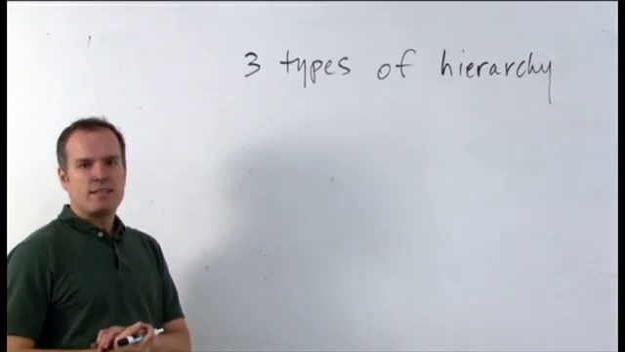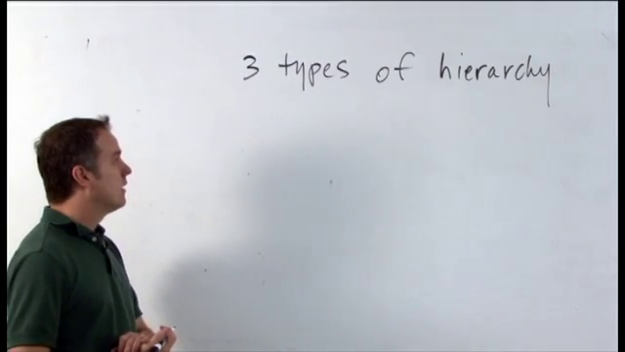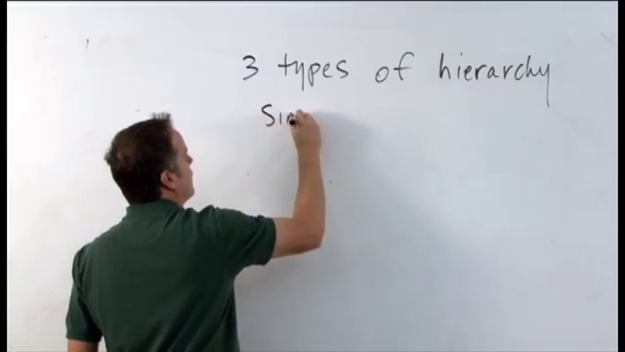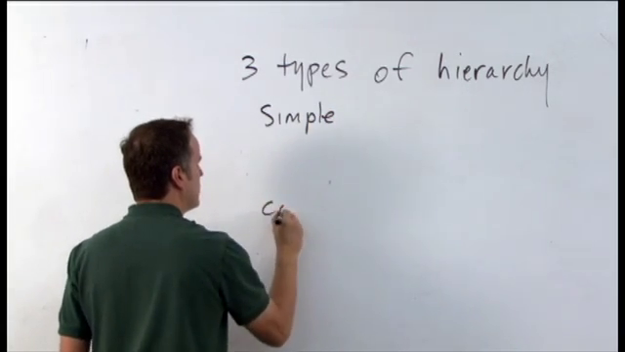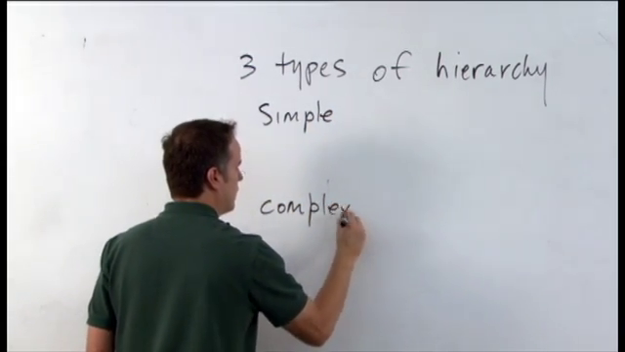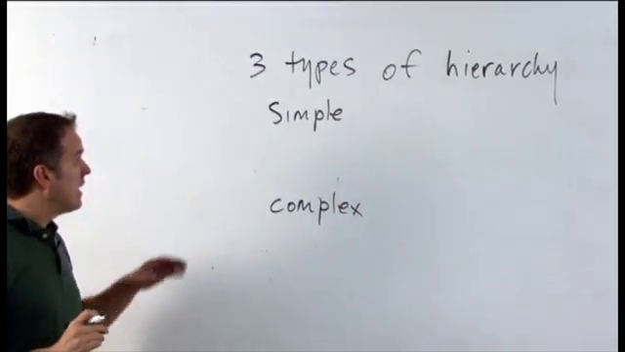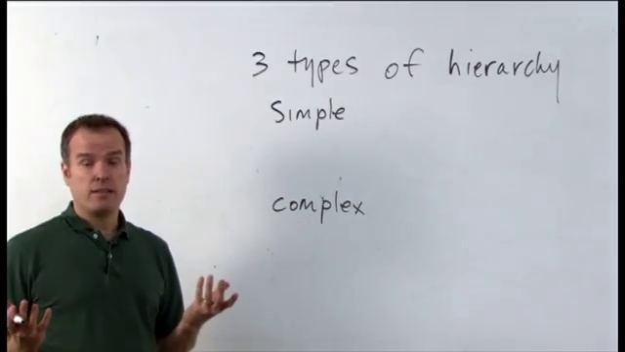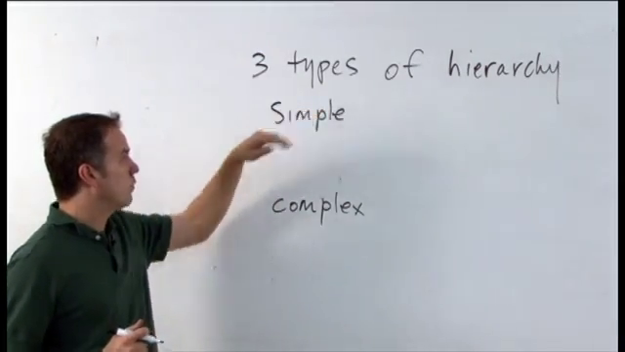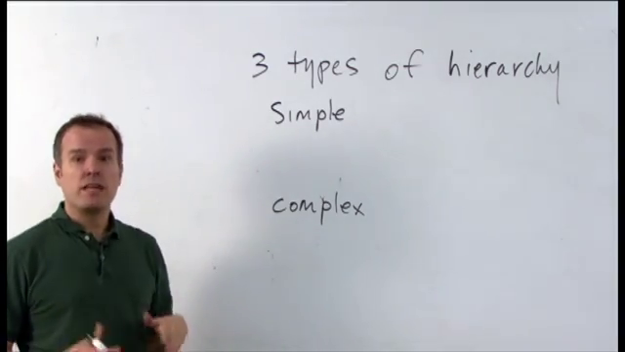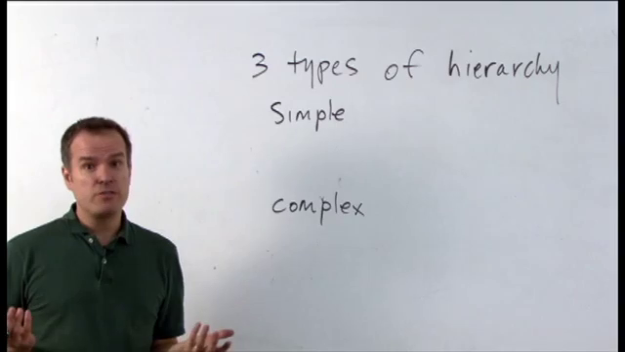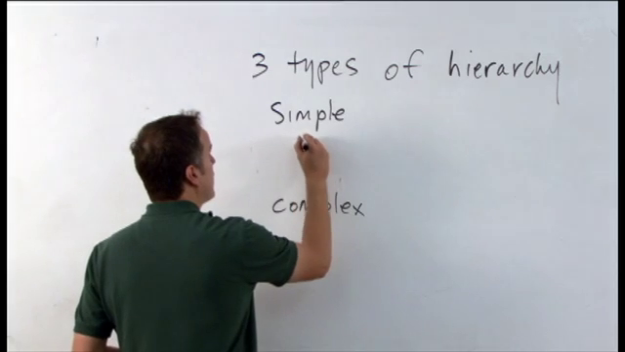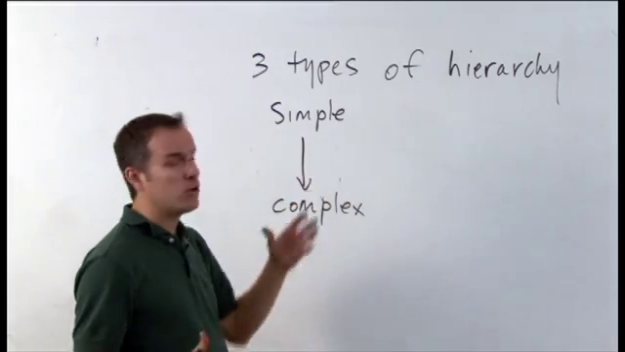There are three basic types of hierarchy. They move in a form from simple to complex. And the idea here is that when you have fairly simple information, there's not too much of it, you want to use the simplest forms. There's a kind of intermediate form, and then there's a complex form. So the more complex your information is, the more complex the visual form of hierarchy you need. So if we move from simple to complex, we'll start with simple.